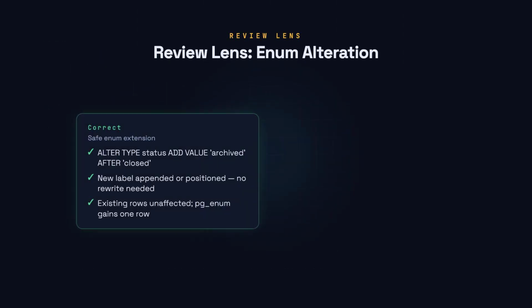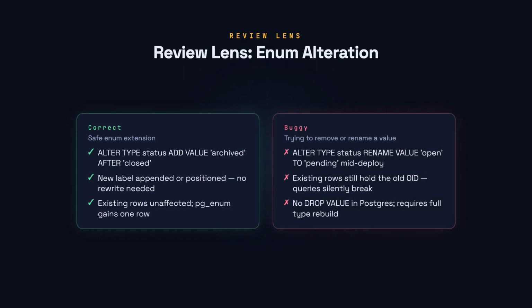The classic mistake is trying to rename or remove an enum label in a live system. Postgres has no drop value. You must create a new type, migrate every column, and drop the old one. Reviewers should flag any migration that assumes otherwise.